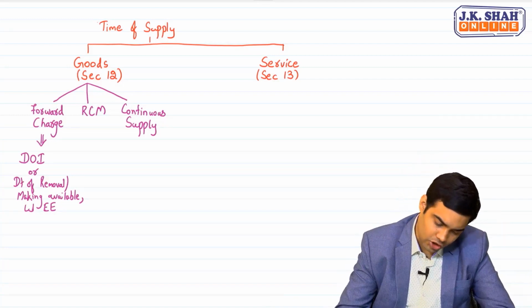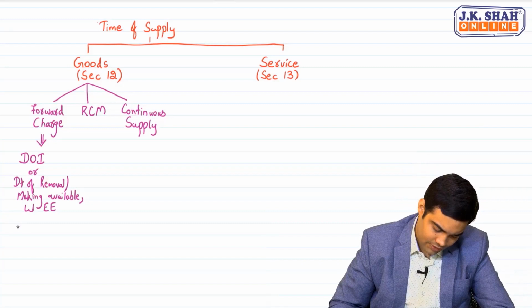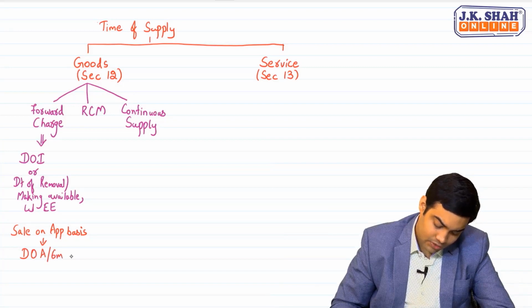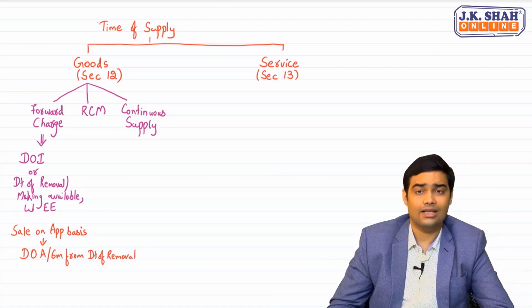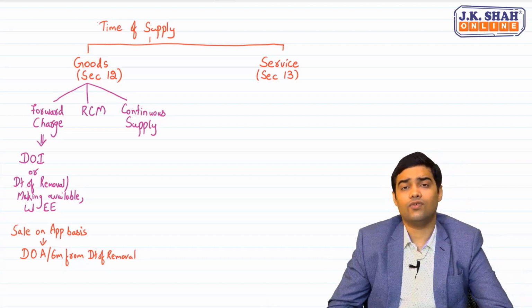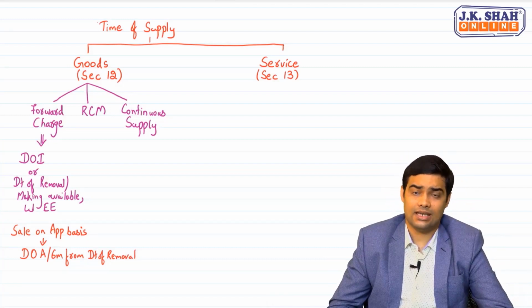Plus, there could also be an instance of sale on approval basis. Now, if it is a case of sale on approval basis, then the law says date of acceptance / 6 months from date of removal. Be careful: if there is no acceptance within 6 months from date of removal, then 6 months from date of removal will be considered as time of supply.